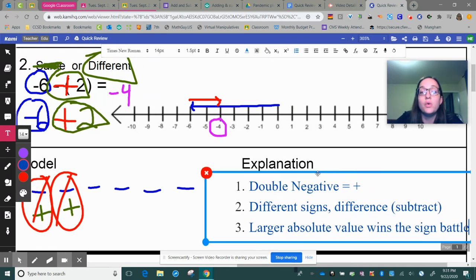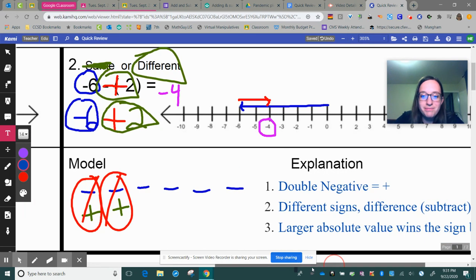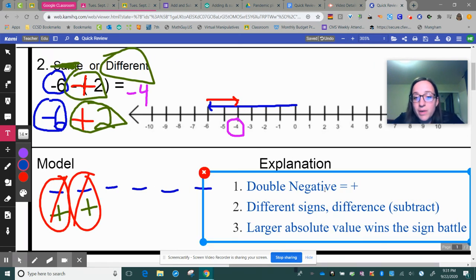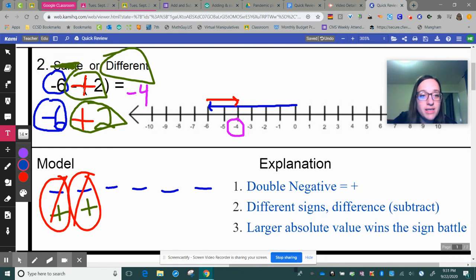How does that work? Great question. Glad you asked. If we look here, we could take care of that double negative. A negative times a negative makes that positive, just like we drew there. The different signs, we can subtract our numbers. 6 minus 2 gives us 4. And the larger absolute value, which number is further away from 0 on the number line? That -6 is. So that negative wins the sign battle. So it's a -4 as our answer. You may use any models you want, your choice. Please use your notes. You got this.